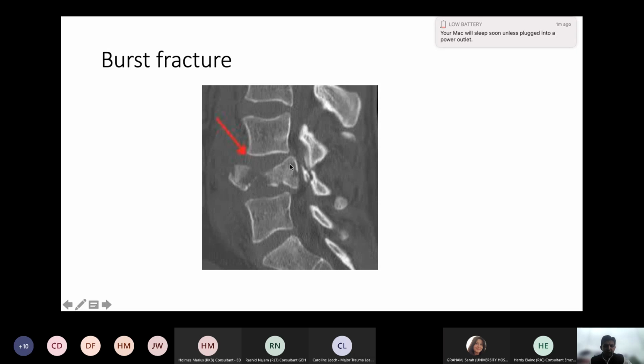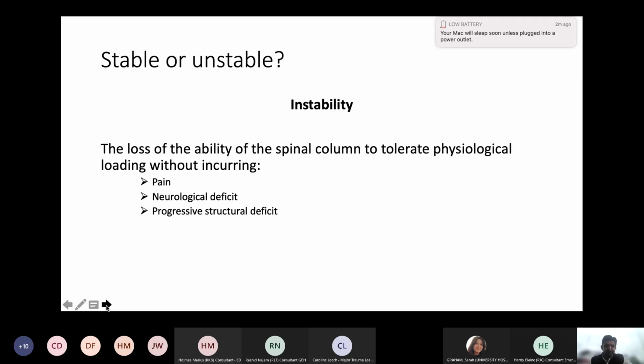This is the burst fracture, and as you can see, there's retropulsion of the posterior segment of the vertebral body into the spinal canal, which is where the nerves and the nerve roots are. So you're almost inevitably going to get some level of neural injury or neural compression with that.